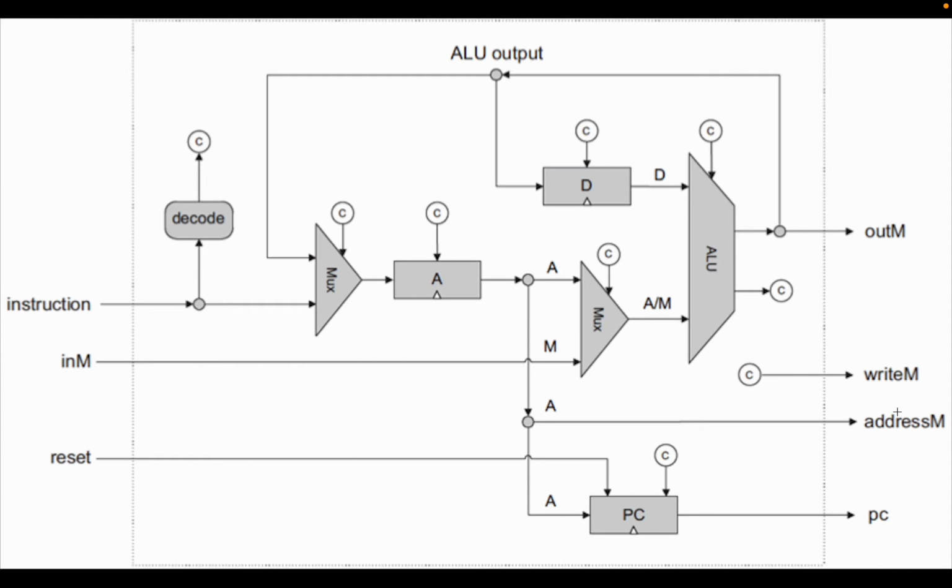The And gate next determines whether the ALU output is loaded to the D register, and the D register is then implemented to load and store the value from the ALU. The ALU computes the function on two inputs. In this case, the inputs would be the D register and the value of A or M, and then it generates the output.